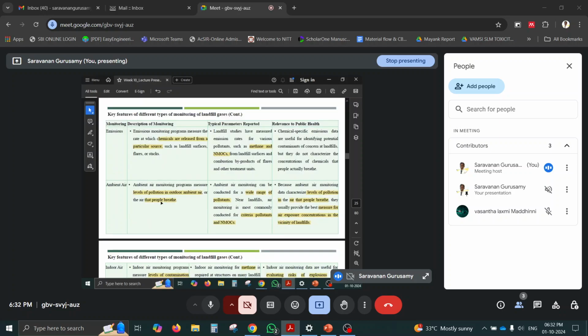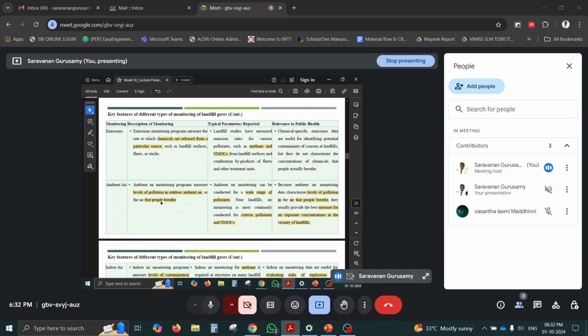Then emission monitoring. Emission monitoring is the one where we measure the chemicals that are released from a particular source, like landfills or a flare or a stack. So how much is emitted, if we want to measure that, that's called emission monitoring. So here also we will mainly measure methane and the NMOCs. So again, methane is an organic compound, and non-methane organic compounds we will measure.